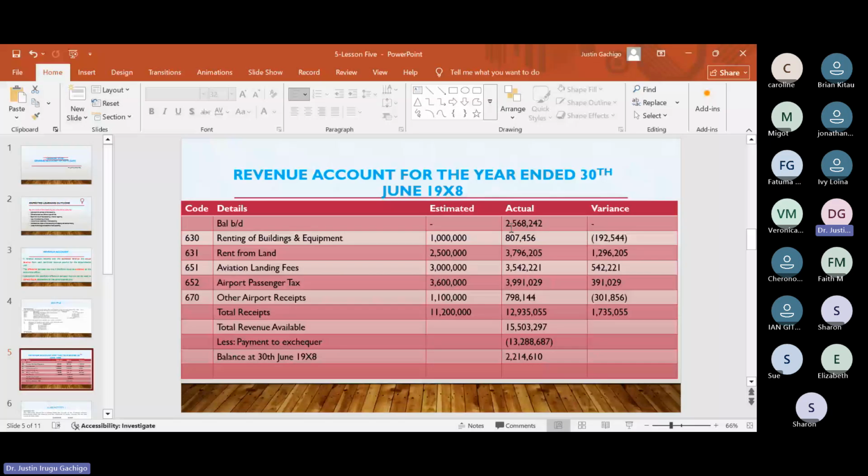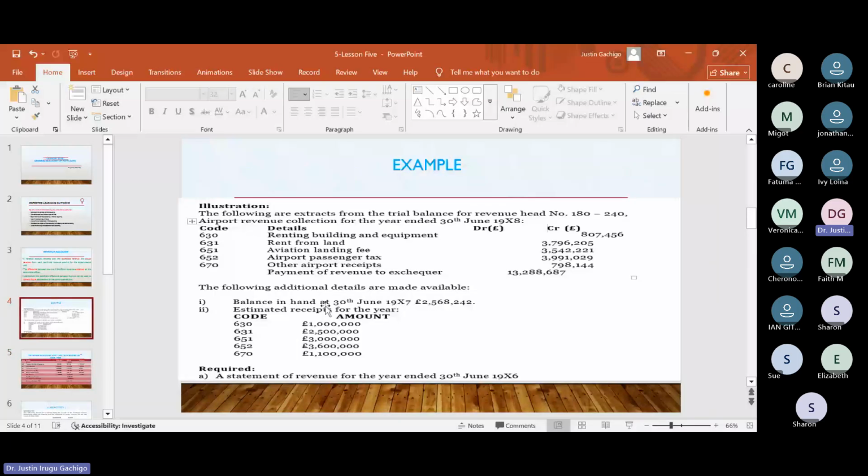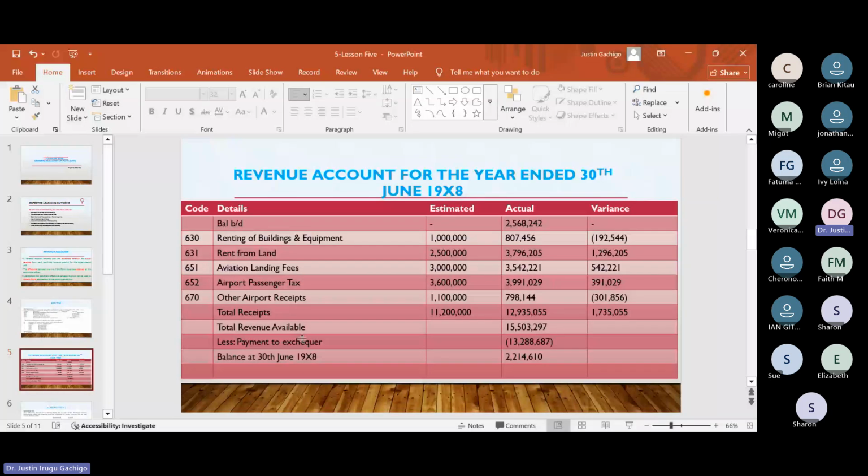Then we are going now to, we listed the estimate for each code and the actual for each code. So let us start with the first code here. This is the actual. The actual for renting, building, and equipment is 807, but the estimate for the same code is, remember this code here, the amount here is 1 million. So the estimate is 1 million. Actual is 807. We have unfavorable variance because it is negative.